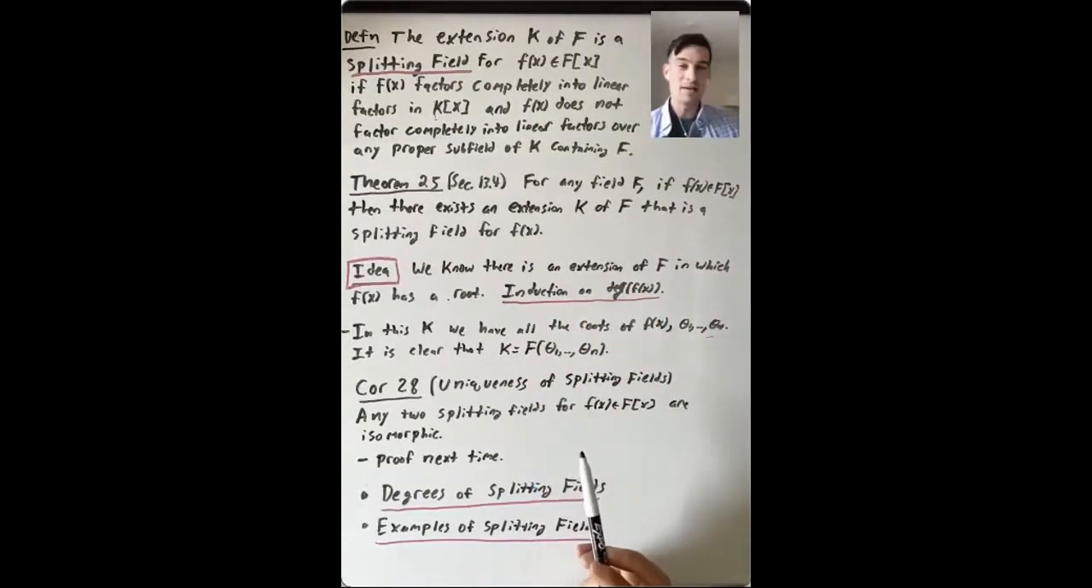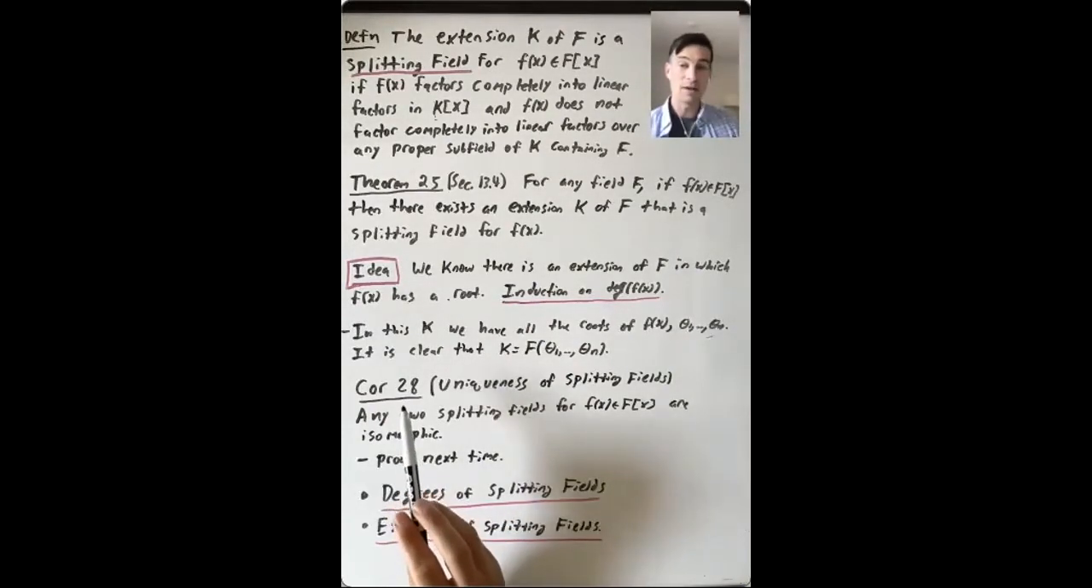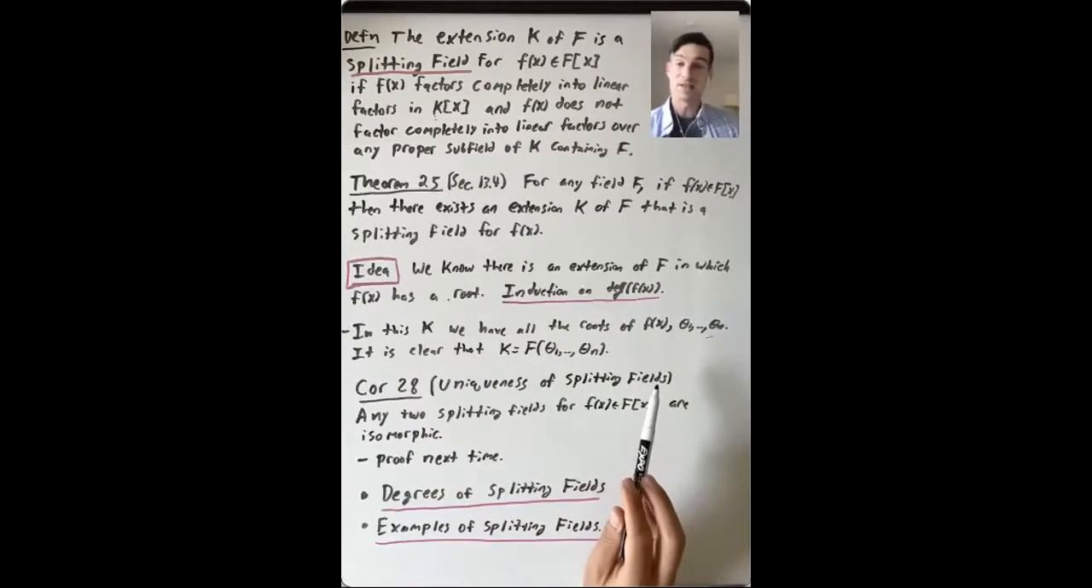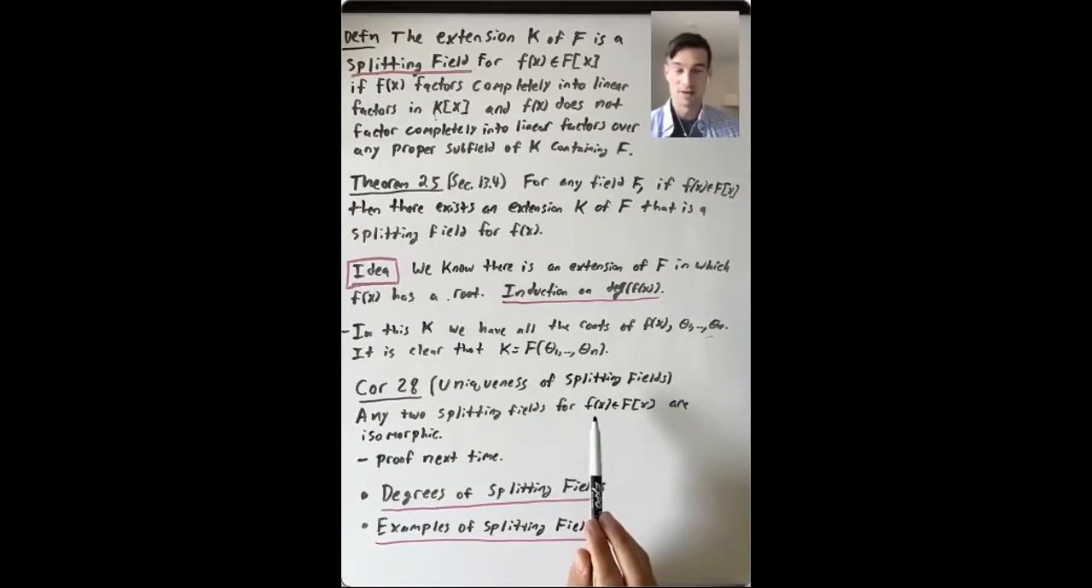But there might be different fields that contain roots of f(x). There might be different fields in which f(x) factors completely into products of linear factors. So there might be different splitting fields. How are they all related to each other? This is what Corollary 28 in section 13.4 is going to tell us. It's the uniqueness of splitting fields up to isomorphism. It says there might be different splitting fields for the same polynomial f(x) in F[x], but they're all isomorphic to each other.